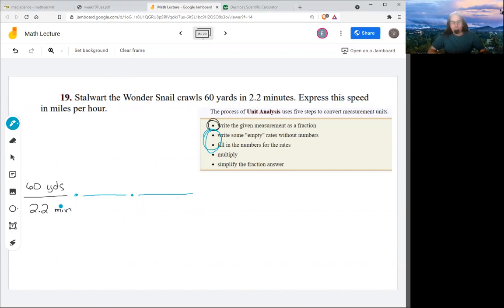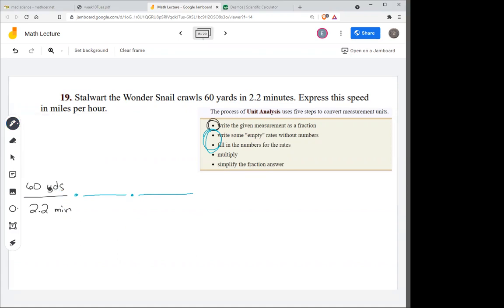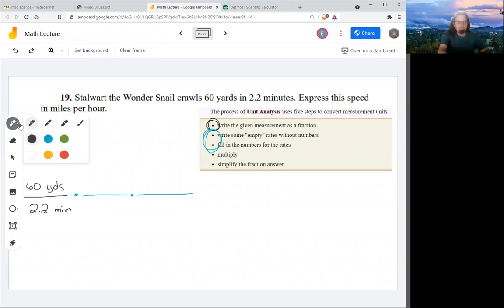Which one do you want to do first? Should we deal with the yards or the minutes? Minute. Okay. So we have a minute on the bottom. We need the other one on the top. And we're going from minutes to hours. Do we know how to do that? Sure. 60 minutes in an hour.